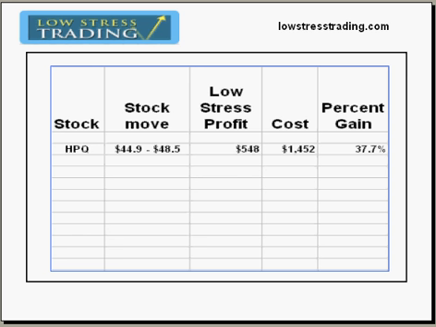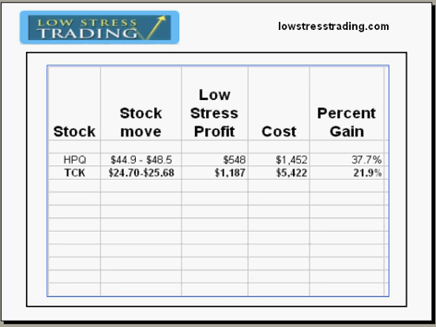The first stock is Hewlett Packard, which had a nice stock price move from $44.90 to $48.50. But using our techniques, we gained a 37% profit on this transaction. Our second stock is Teck Resources Limited, symbol TCK, which only moved up 91 cents, but we made 21.9% on its move after applying one of our many possible strategies, which are all taught in our CD course.